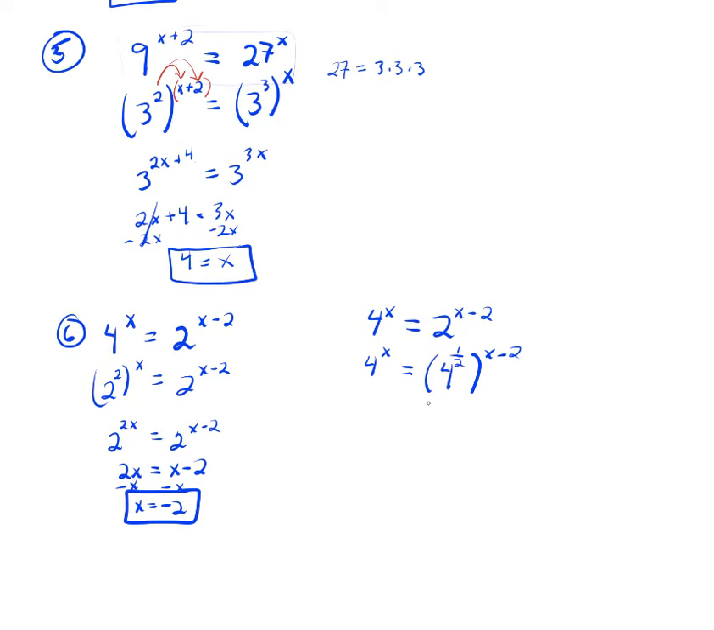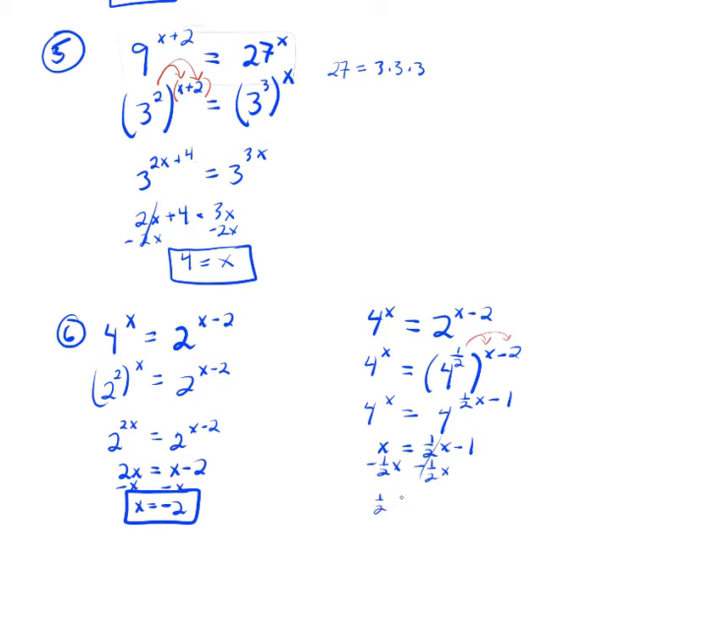Now, remembering we need to distribute because that x minus 2 is a group, and we need to make sure that we distribute that 1/2 to both of those. So 4 to the x power equals 4 to the 1/2 x minus 1. Now we can use our property: the bases are the same, then the exponents will be equal. Bring those down and solve for x, minus 1/2 x from both sides.